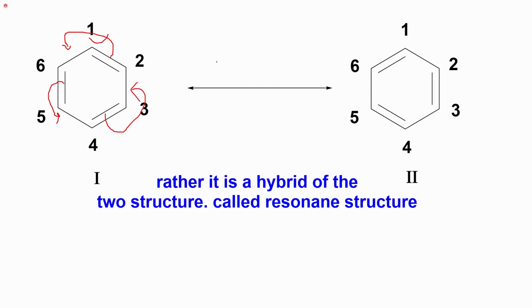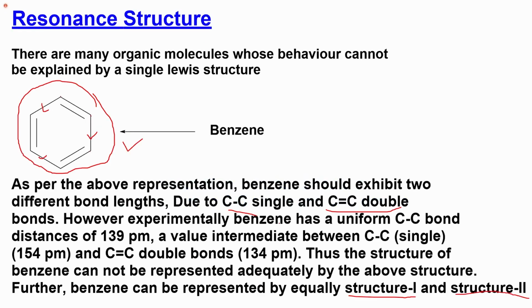That's why in the previous slide they are saying that experimentally benzene has a uniform carbon-carbon bond distance of 139 picometer. So neither does benzene have a pure carbon-carbon double bond, nor does it have a single bond. It has a uniform carbon-carbon bond distance of 139 picometer, a value intermediate between the carbon-carbon single bond, which is 154 picometer, and the carbon-carbon double bond, for which the distance is 134 picometer.